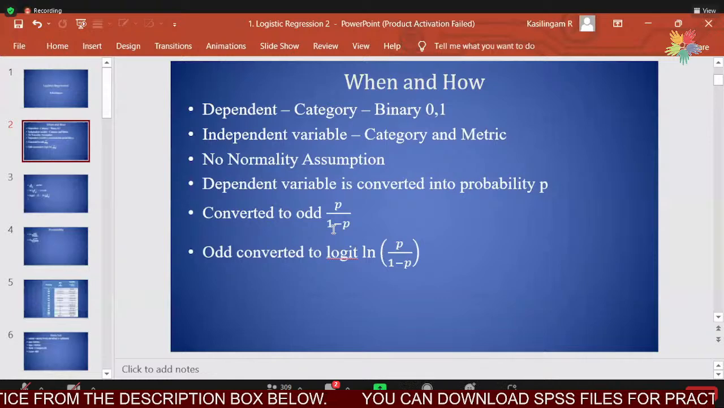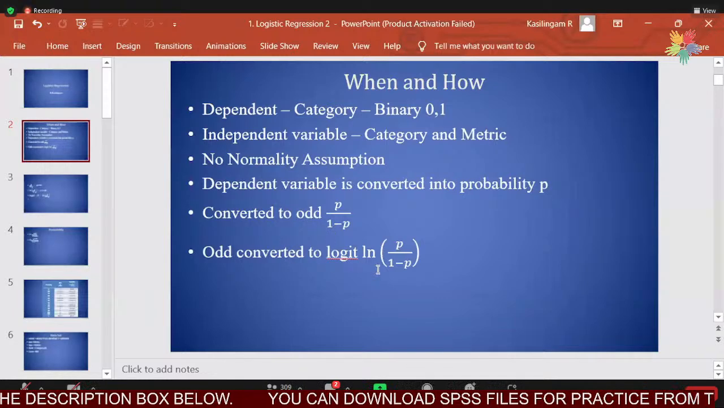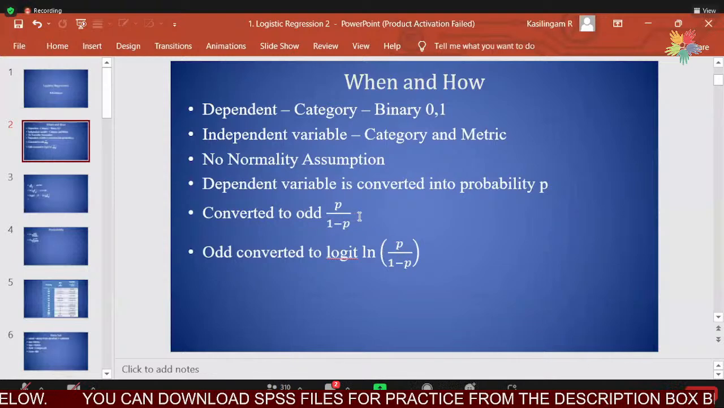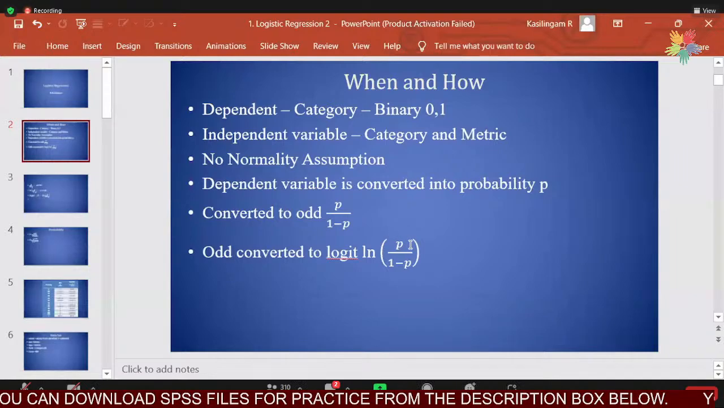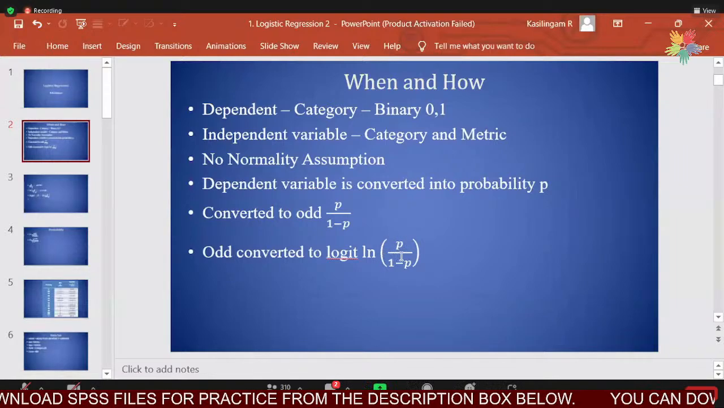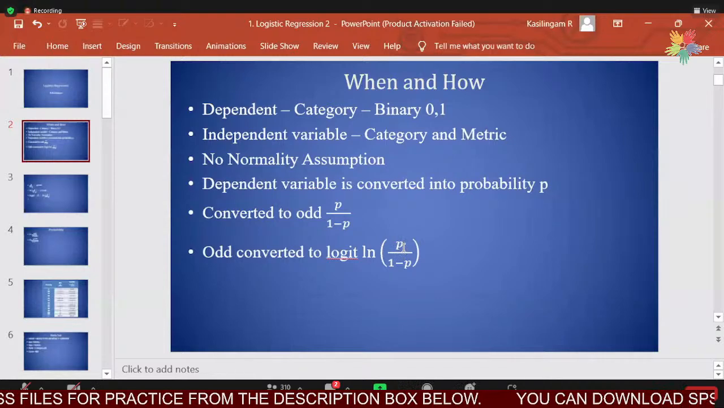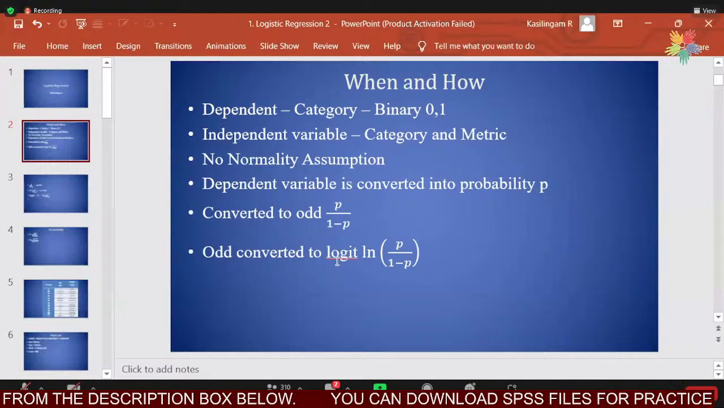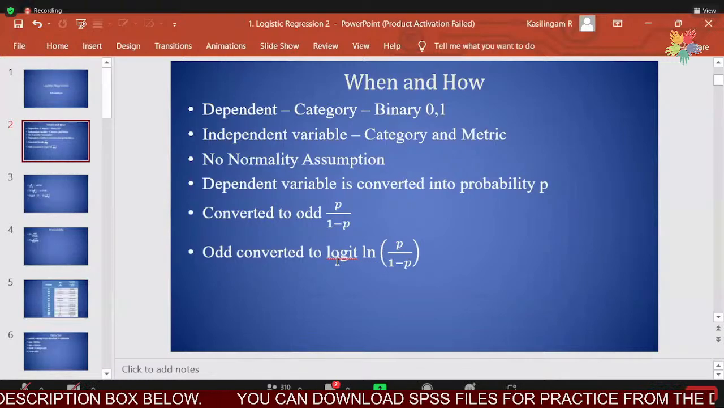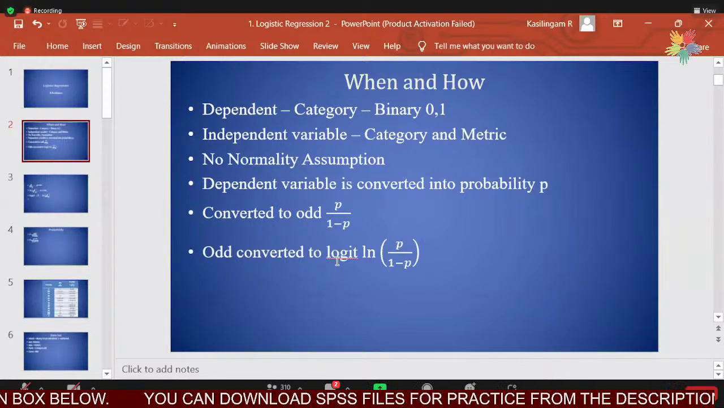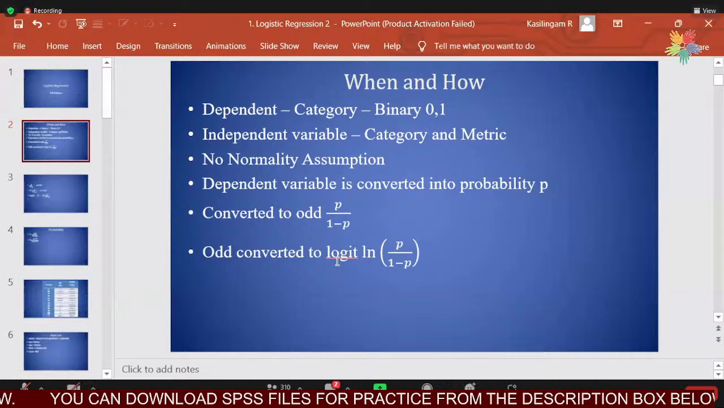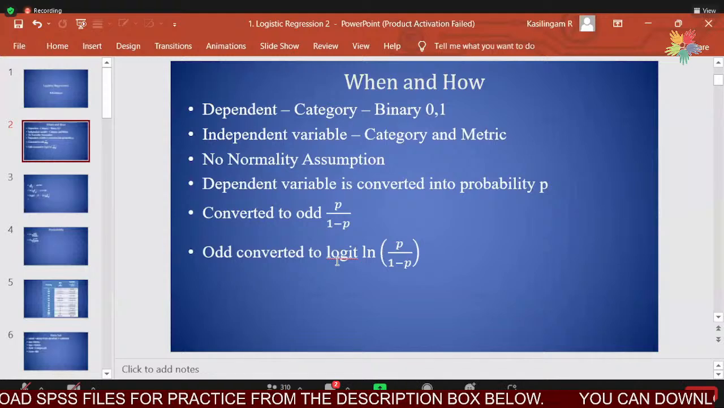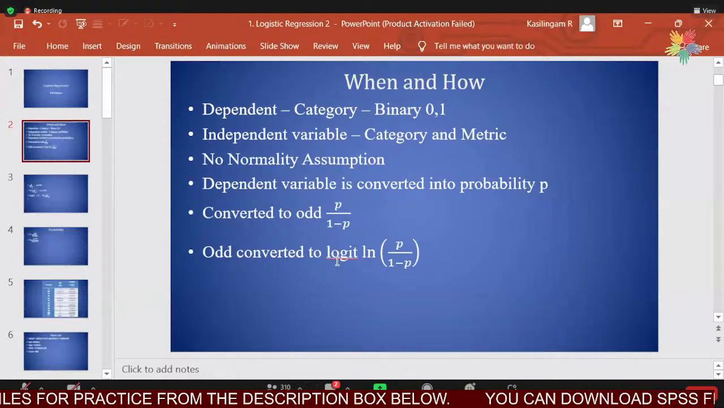Now, that is converted to the log of odds. This is odds, and when you take the log, that is the log of odds, right? ln, that is the natural logarithm of p divided by 1 minus p. That natural log is nothing but logit. So my dependent variable is ln of p divided by 1 minus p, which is equal to a plus bx, right?